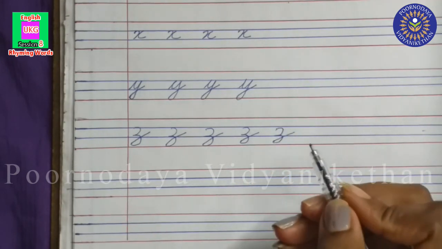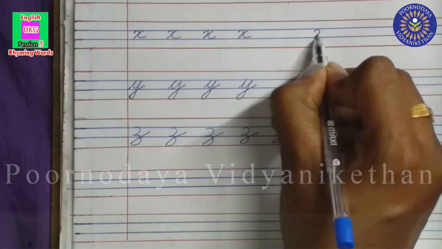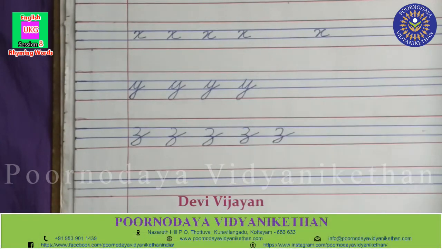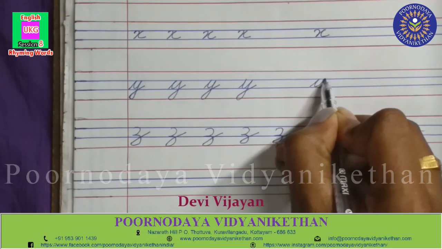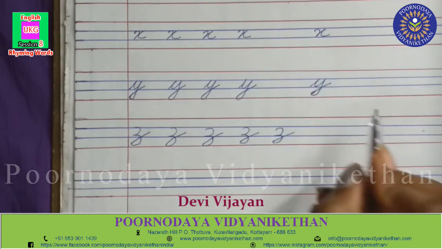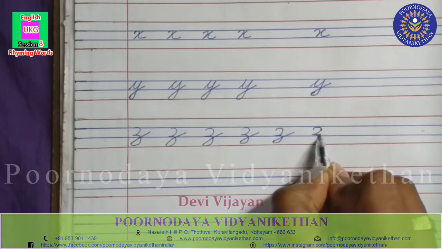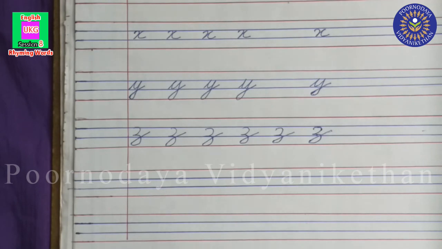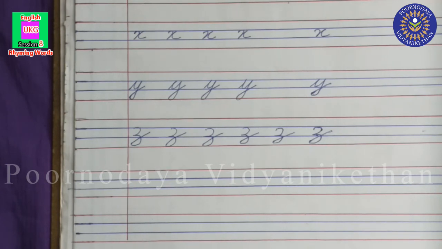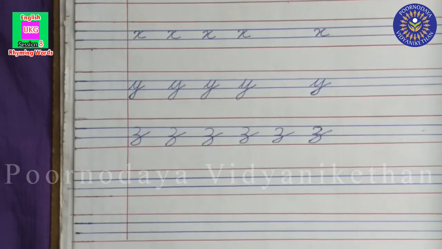So we have learned the letters X, Y, Z. Did you understand? So you have to write all these letters in your four line book. Once you do this homework, take a photograph and send it to me in school WhatsApp number.